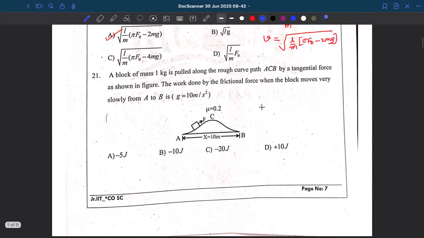Question 21, you know, simply this is with one single step, minus mu mgx, because slowly is what you want. If it is slowly, you can write minus mu mgx. So for this, you will get minus 20 joule, which means minus 0.2 times 1 into 10 into 10. A to B. So this is minus 20 joule. Right.